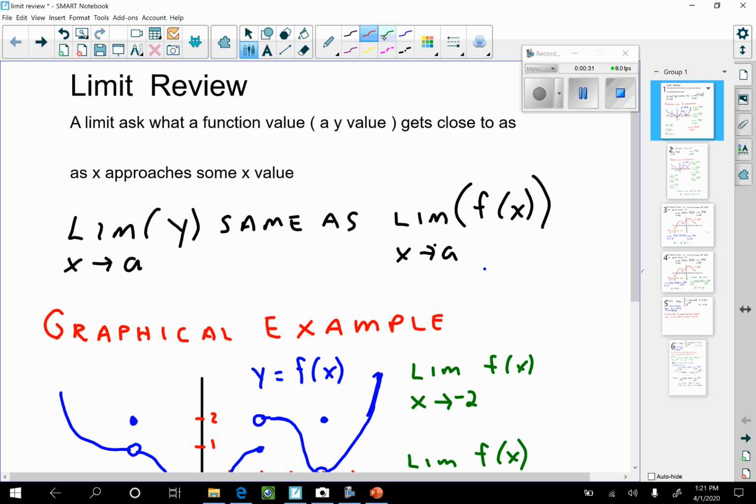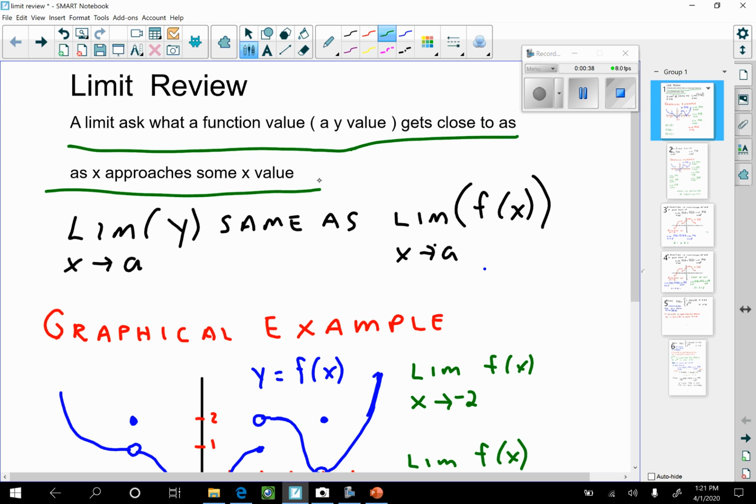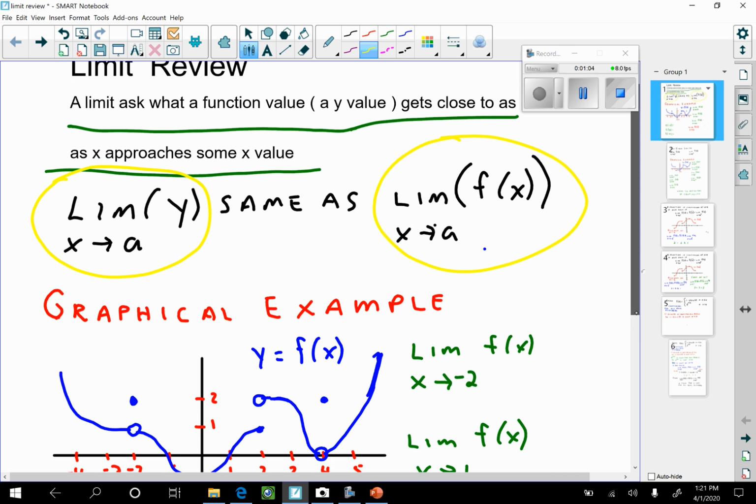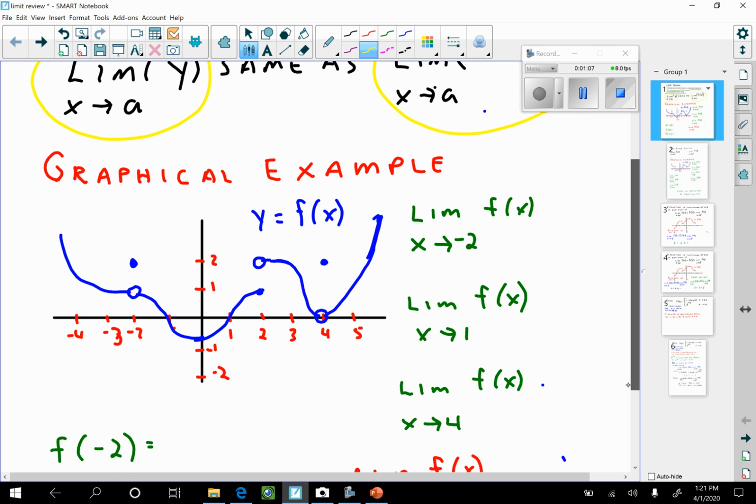A limit asks what a function value, a y value, gets close to as x approaches some x value. Note that the limit as x goes to a of y is the same as the limit as x goes to a of f of x. These are both the same statement, so there's no difference between them. I'm going to start off with a graphical explanation, and then we'll end up with an analytical one that's similar to what I'm going to ask you to do this week as an assignment.